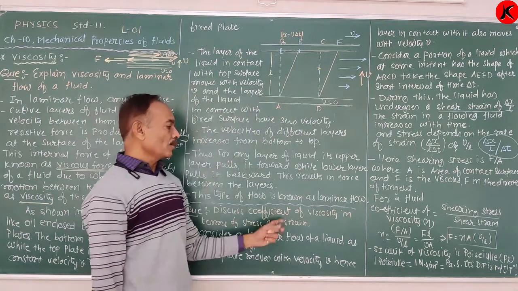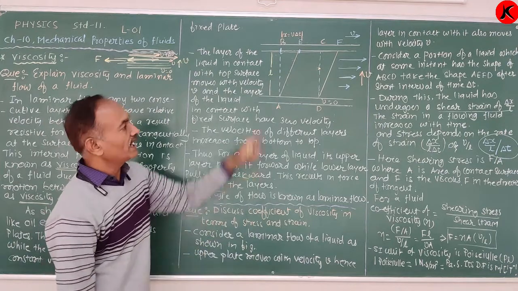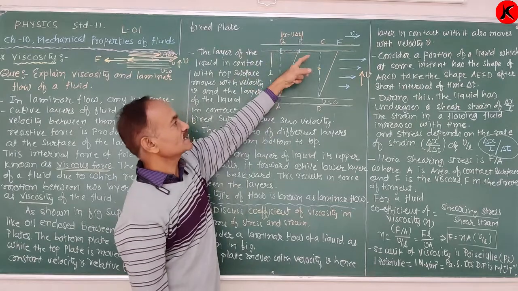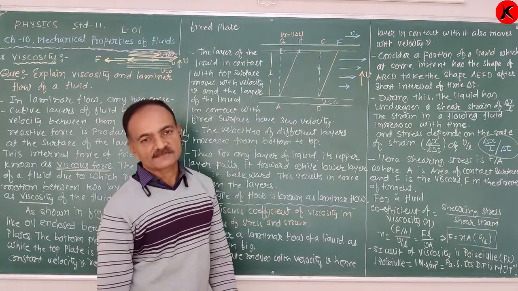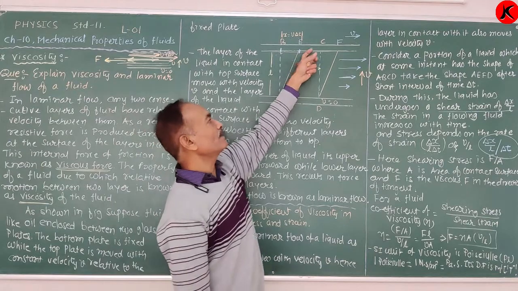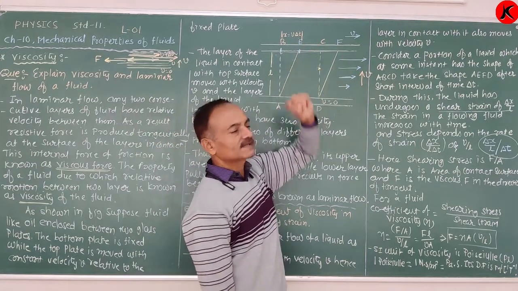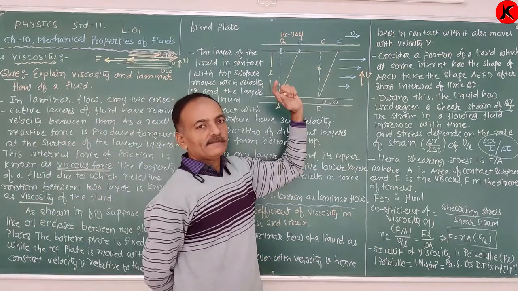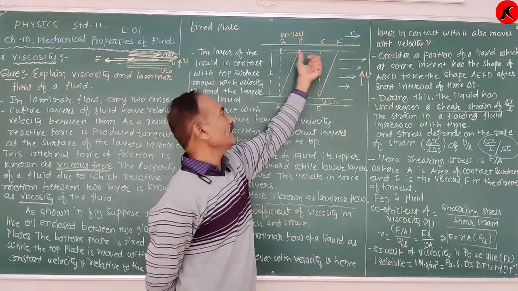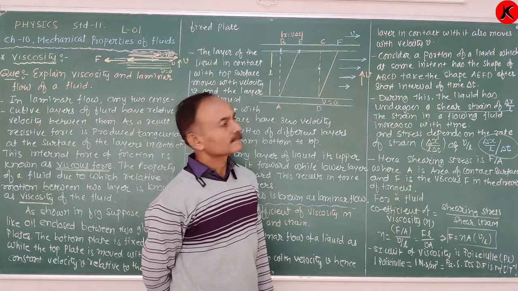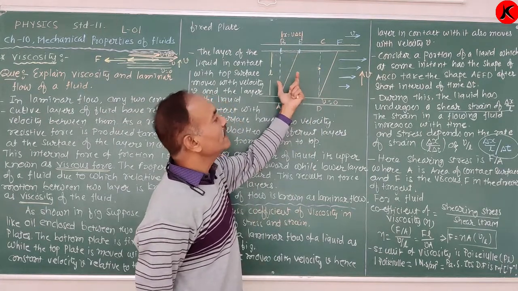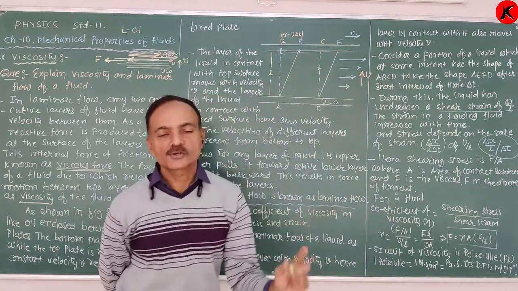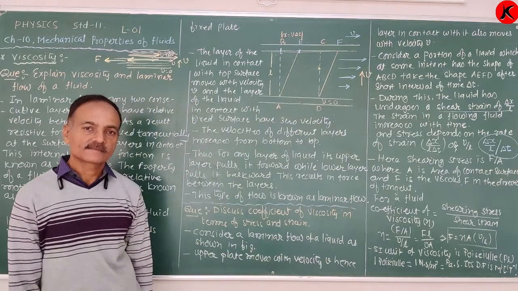Now consider the laminar flow of a fluid as shown in the figure. The upper plate moves with a constant velocity v while the lower plate is fixed. Therefore, the layer of fluid in contact with the upper plate moves with velocity v. At some instant of time, we consider the portion of the fluid ABCD. This portion of the fluid takes the new shape AEFD in a short interval of time delta t.